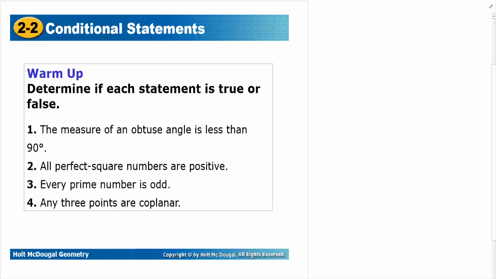Alright, so now we're going into 2.2. Got a quick warm up here, so make sure that you pause the video and go through it and then check your answers. I'll give you a second to do that before we get started.